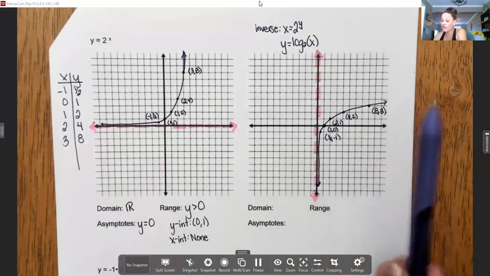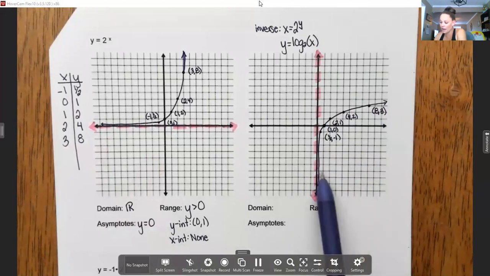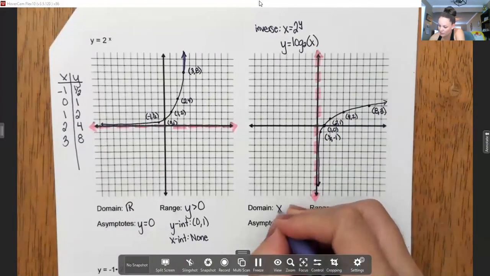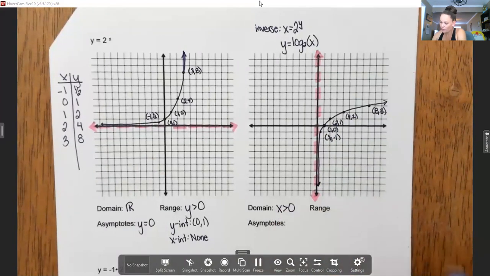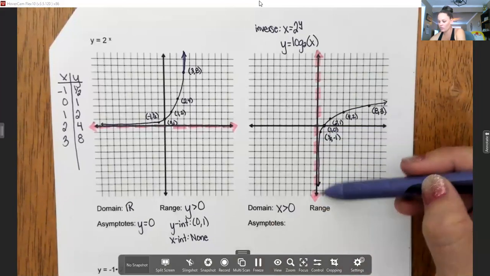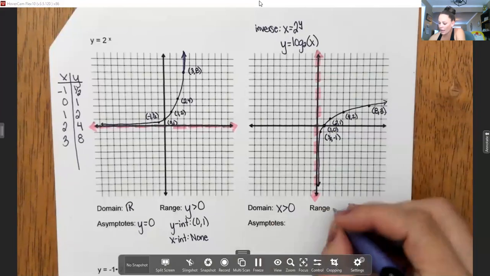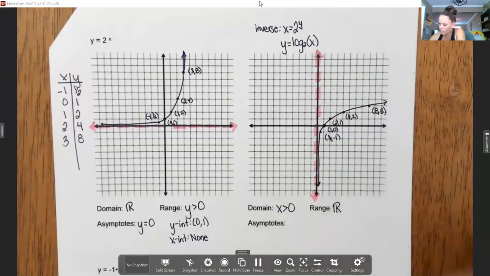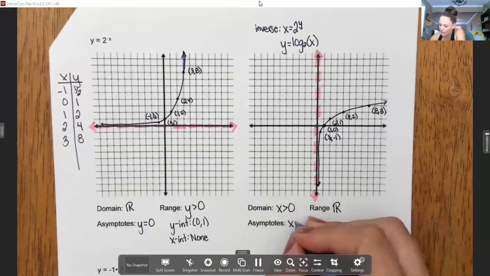Domain is all the x values. So we see x can't be negative, can't be 0. It's all positive. So our domain is x is greater than 0. Our range, how low does it go to how high, is all real numbers. And our asymptote now is x equals 0.